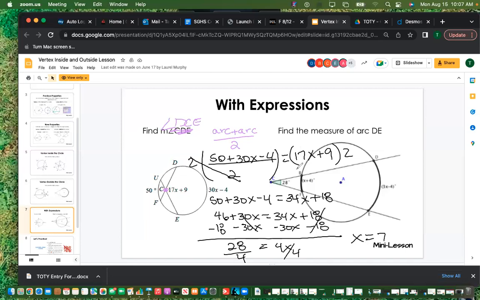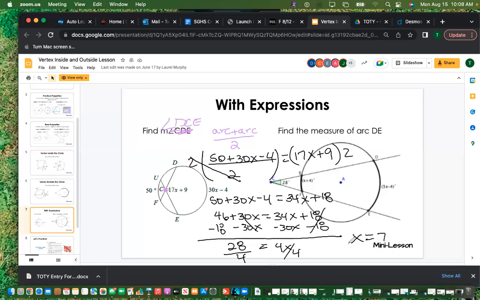Now, let me clarify though. I'll go back over it. Really quick, what I did was I took this arc, added it to this arc, and divided by 2. And I set that equal to this angle. Then I just solved like I normally did. Hopefully at this point in your mathematics career, you know how to solve. I'm expecting you to know it.